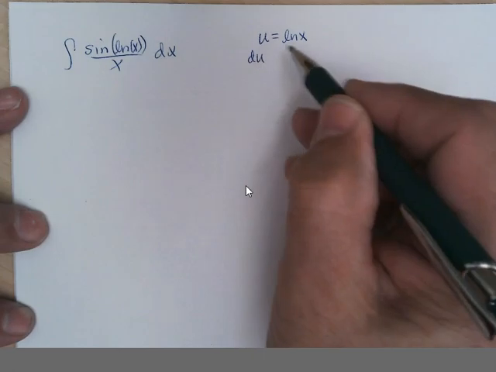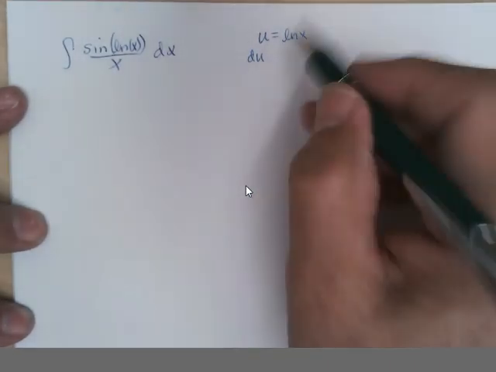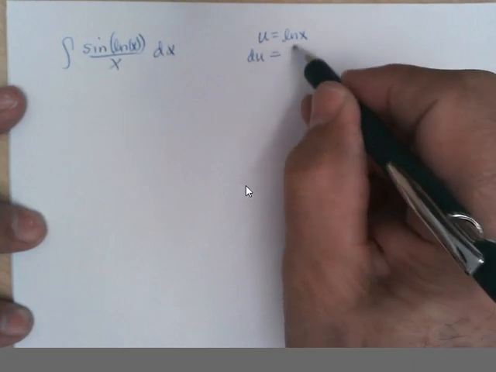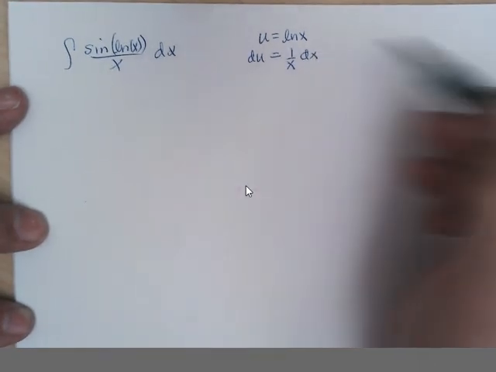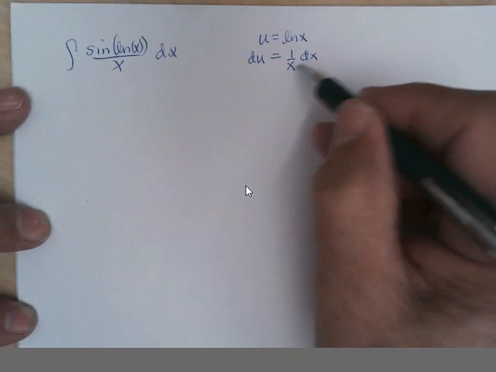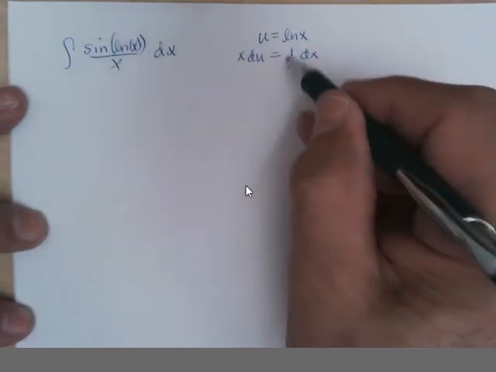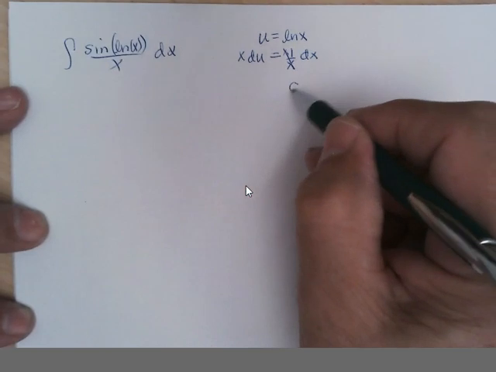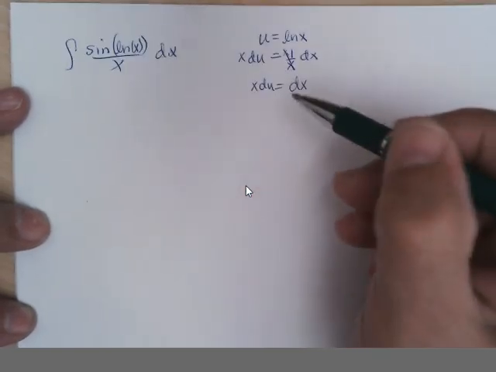So du, we have to get something to substitute for dx, so I've got to take the derivative. And the derivative of ln x is 1 over x dx. Now, where does this x go? Well, we have to multiply both sides by x to get it out of there. So dx equals x du.